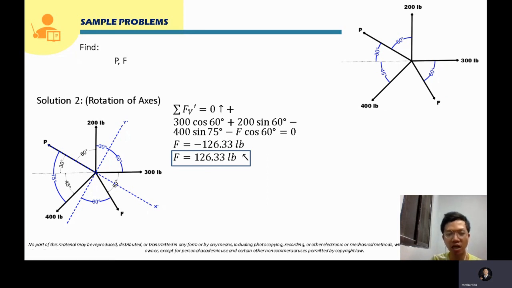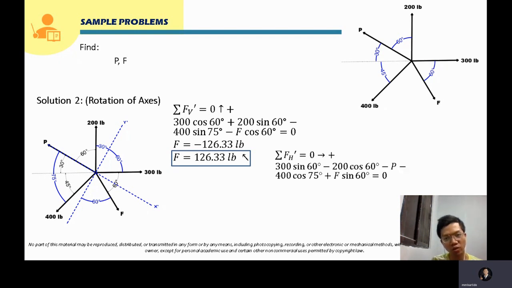Now, to solve for P, that is just summation of forces horizontal equal to 0, positive for forces directed to the right. Okay, so we will start with 300. The horizontal component of this 300-pound force is 300 sine 60. This is to the right, so this will be positive. And for the 200-pound force, its horizontal component is 200 cosine 60 degrees, no? It is directed to the left, so it will be negative here.